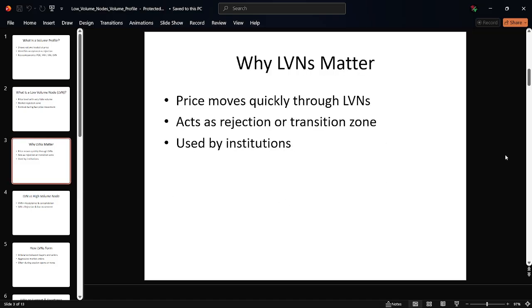So why do LVNs matter? Price moves quickly through LVNs, and it acts as a rejection or a transition zone. For the transition zone, quote unquote, it's an inverse. Basically, where there's a low volume node, there's a lack, like I said, of buy and sell orders.